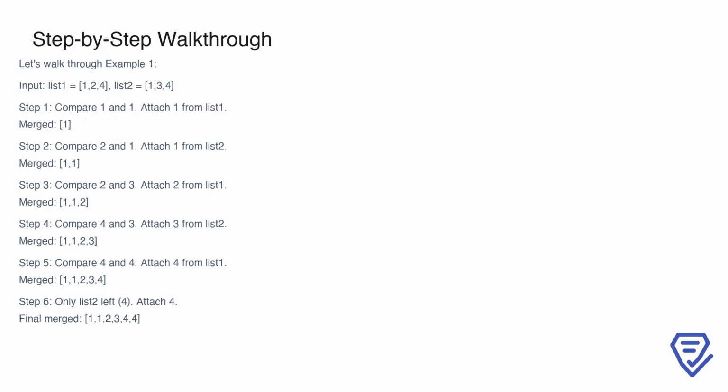We then compare 2 and 3, attaching 2. Then 4 and 3 gives us 3 next, so we attach from list 2. Afterwards, both lists have 4, and we choose to attach 4 from list 1. Now, list 1 is empty and only 4 remains in list 2, which we attach at the end. Our final merged list is 1, 1, 2, 3, 4, 4, which preserves the sorted order. This process demonstrates the core logic, always taking the smallest available node at each merge step.